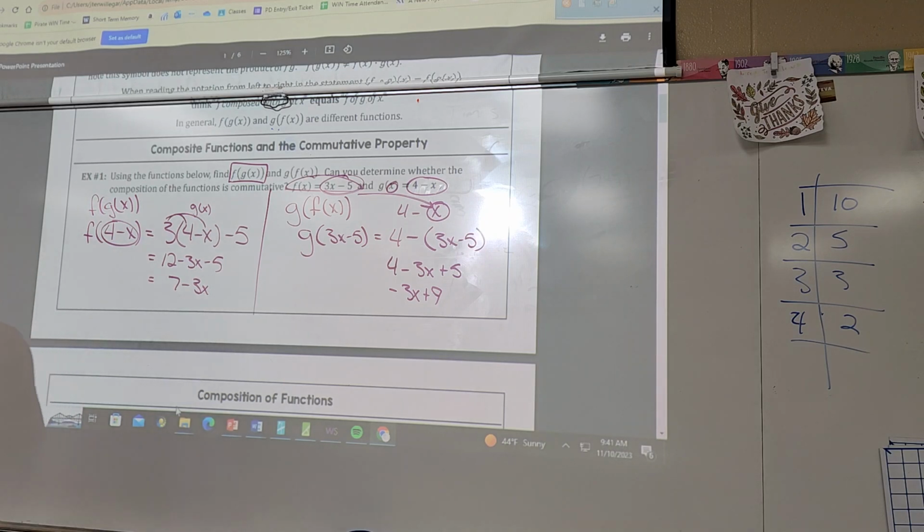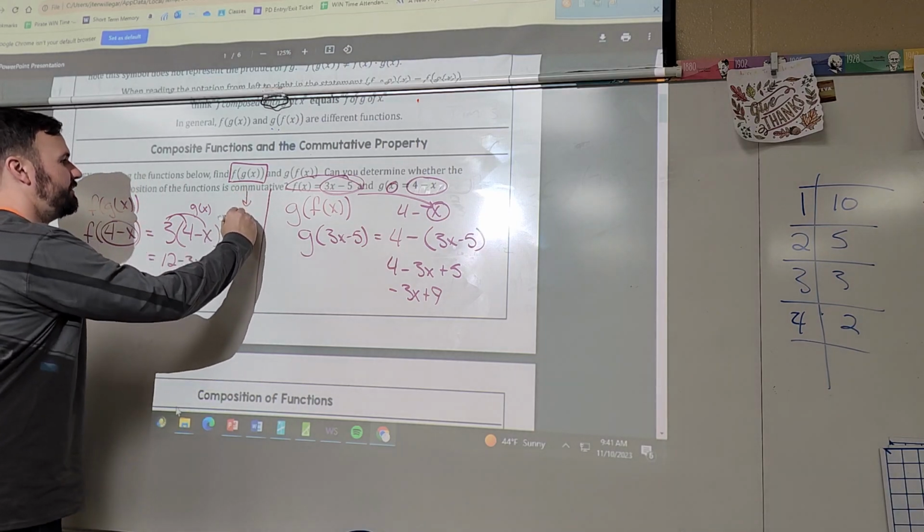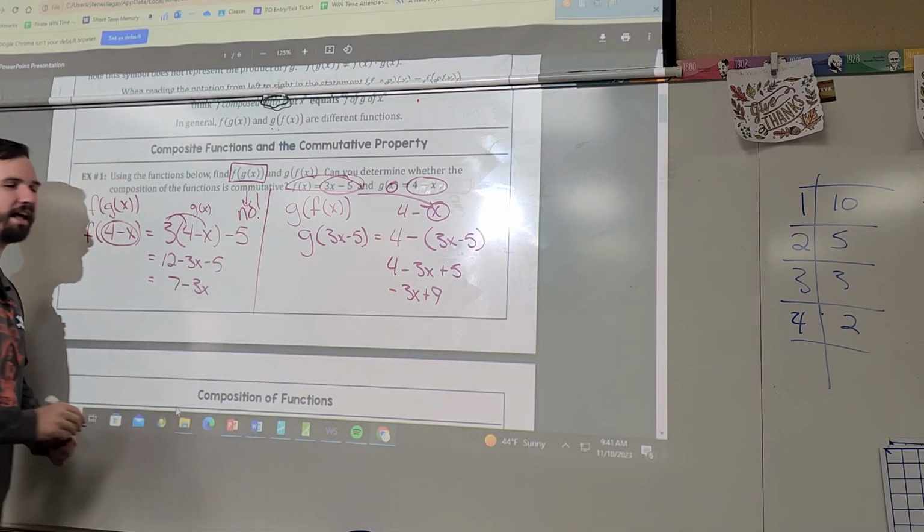So, wait. The question is, is it commutative? What's it mean to be commutative? Same either way. So, is it commutative? No!